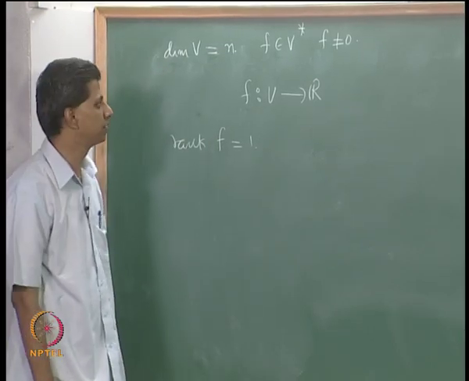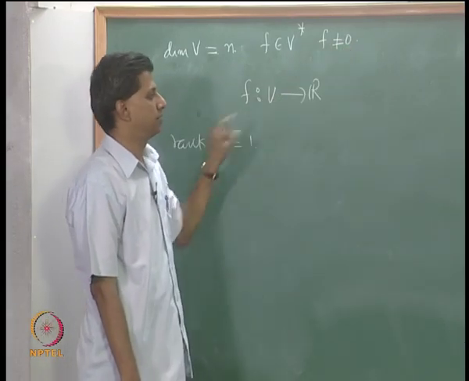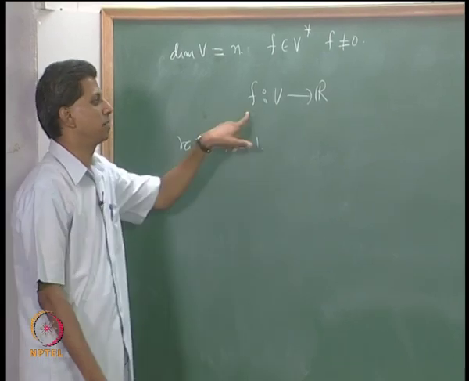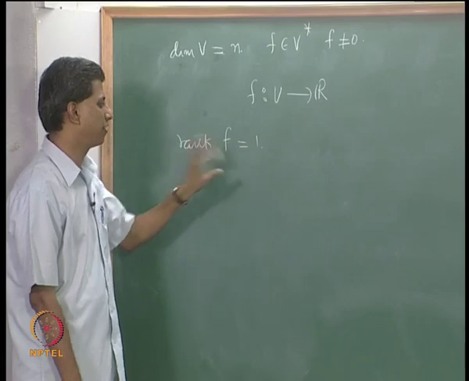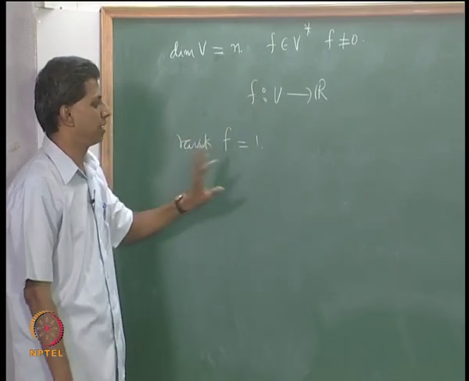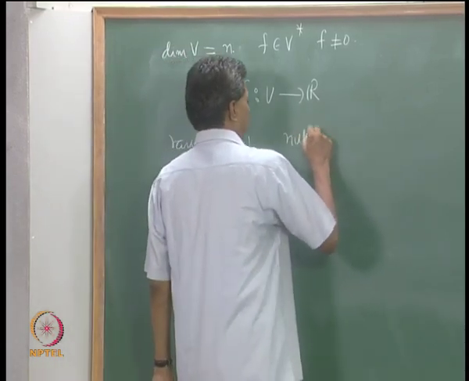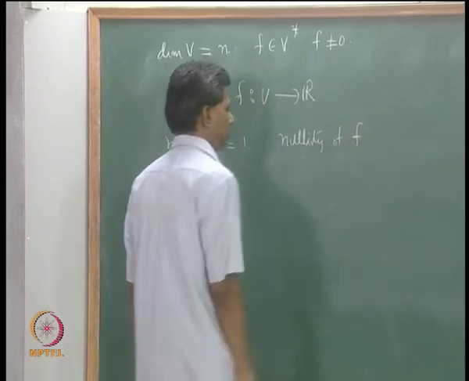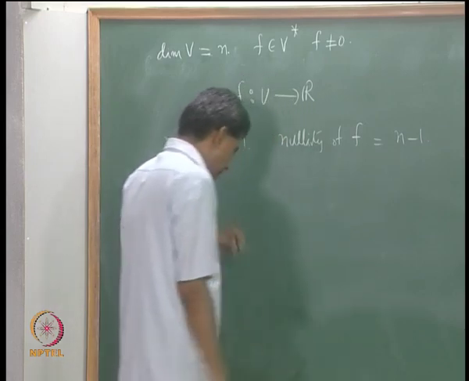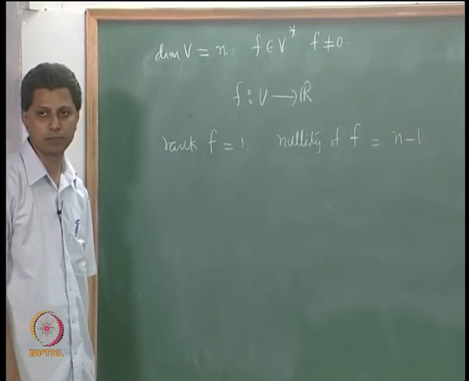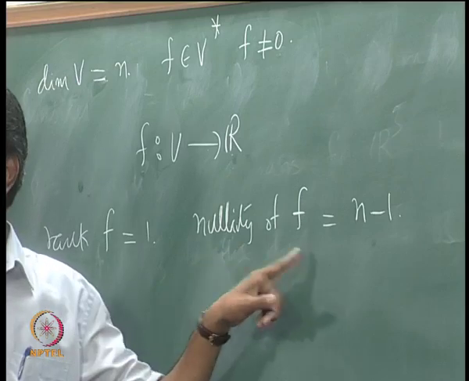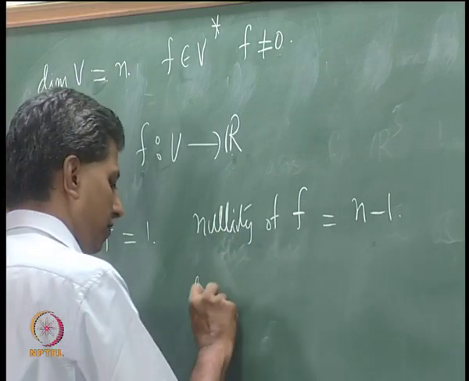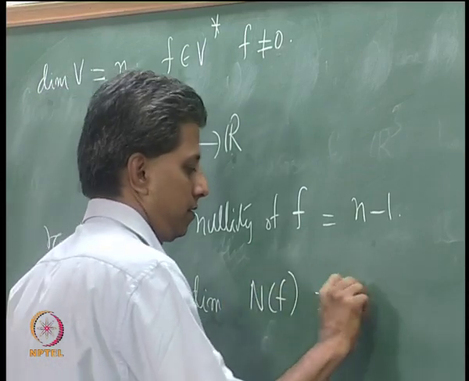If F is not the 0 functional, then the range of F is a subspace of R, okay. If it is not 0, then the subspace will be the whole of R, and so rank of F equals 1. If V is finite dimensional, then by rank nullity dimension theorem, it follows that the nullity of F equals n minus 1, okay. Rank plus nullity is the dimension of the domain space. Nullity of F is n minus 1. Remember that nullity of F is the dimension of the null space of F, that is n minus 1.